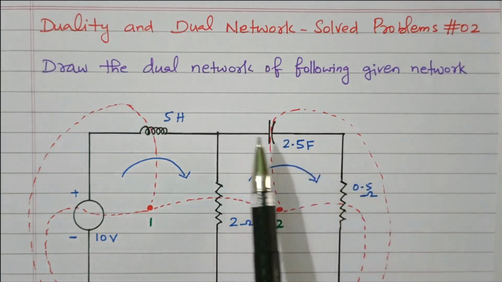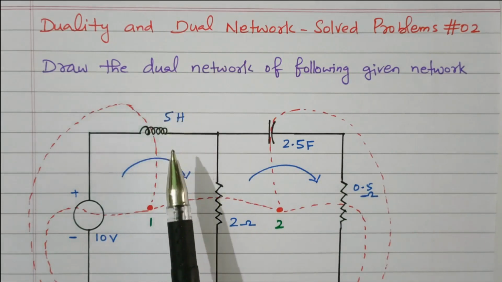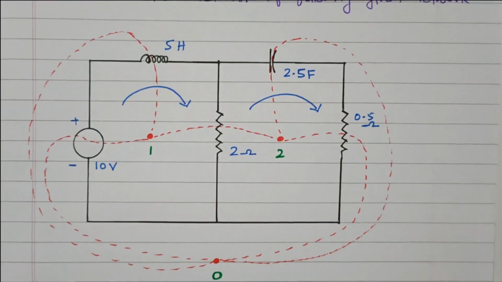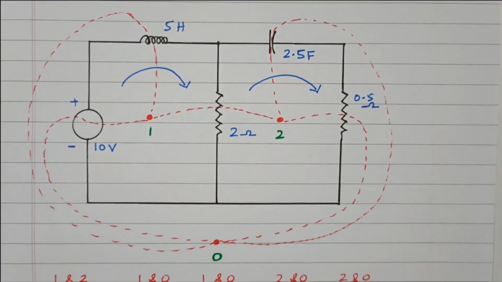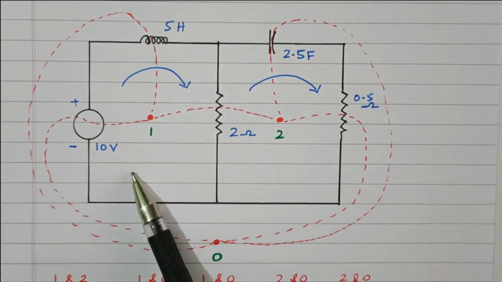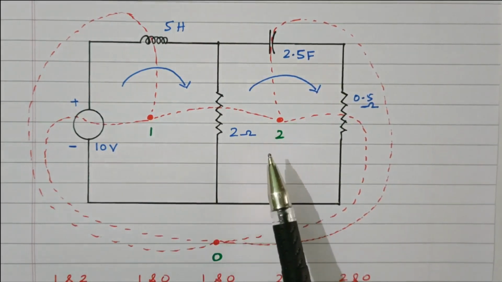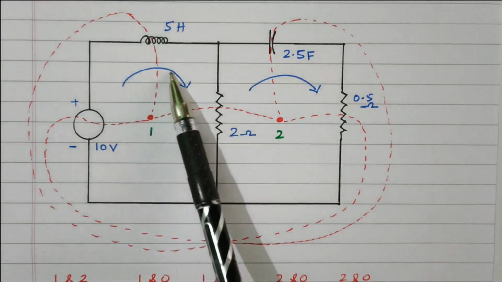Now we'll go to the topic. We need to draw the dual network for the network shown below. So this is the given network. We need to identify the number of loops. Step 1 is we need to place a dot in every loop. So this is the first loop.